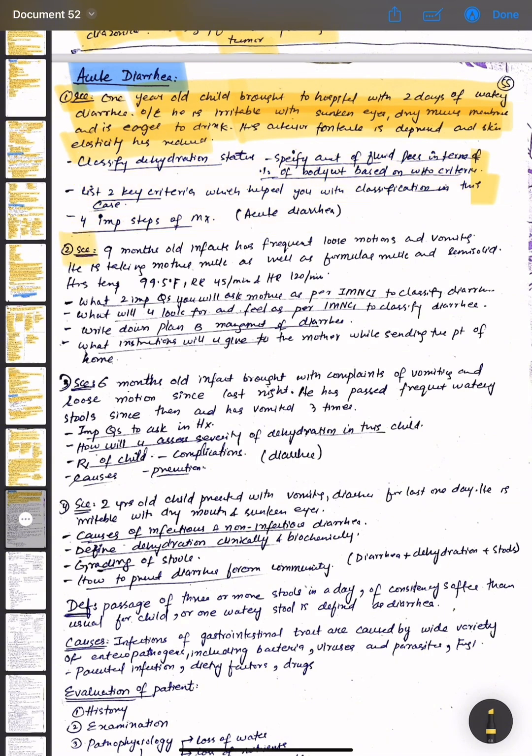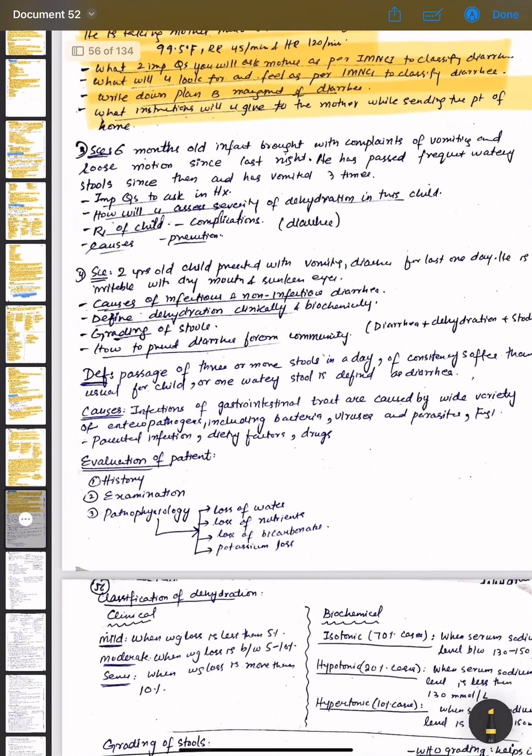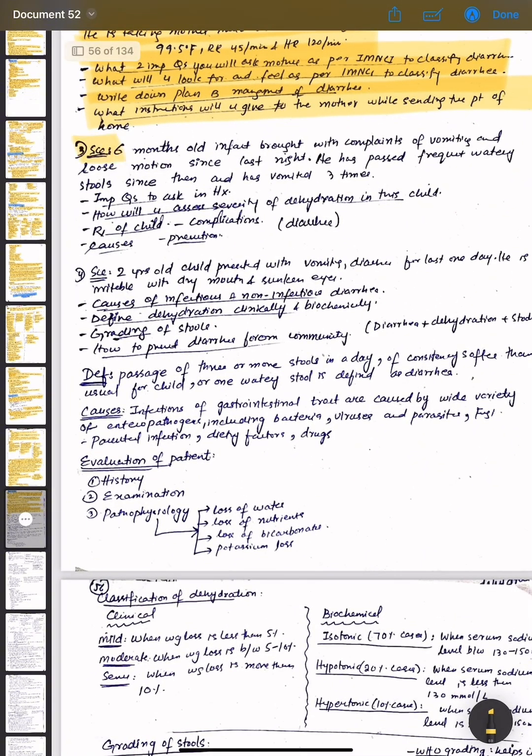Another scenario is that a 9-month-old infant has frequent loose motions and vomiting. He is taking mother's milk as well as formula milk and semi-solids. His temperature is 99.5, respiratory rate 45 and heart rate 120 per minute. What 2 important questions will you ask the mother as per IMNCI to classify diarrhea? What will you look for and feel as per IMNCI to classify diarrhea? Write down plan B management of diarrhea, and what instructions will you give the mother while sending the patient home? So we will discuss acute diarrhea in detail according to all these questions.